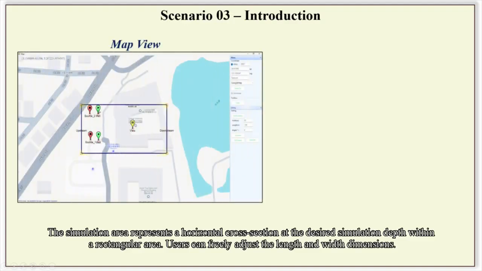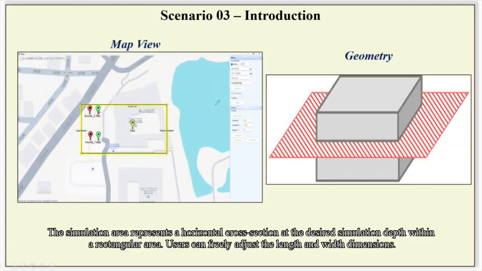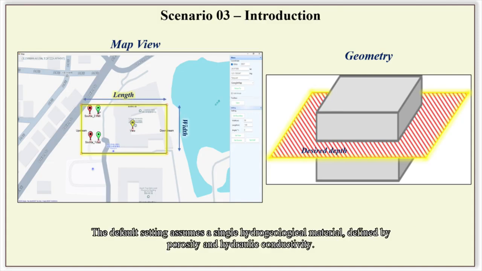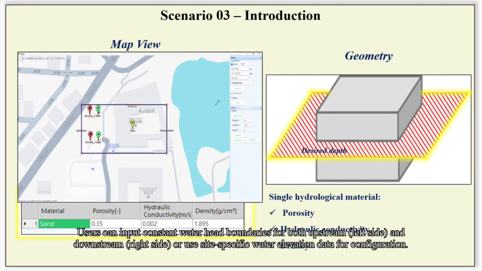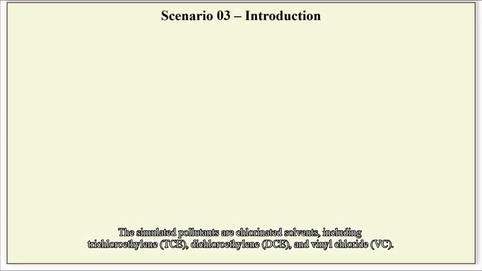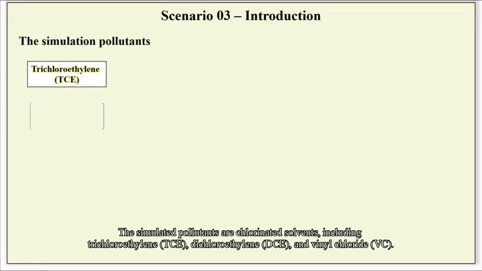The simulation area represents a horizontal cross-section at the desired simulation depth within a rectangular area. Users can freely adjust the length and width dimensions. The default setting assumes a single hydrogeological material, defined by porosity and hydraulic conductivity. Users can input constant water head boundaries for both upstream, left side, and downstream, right side, or use site-specific water elevation data for configuration. The simulated pollutants are chlorinated solvents, including trichloroethylene, TCE, dichloroethylene, DCE, and vinyl chloride, VC.